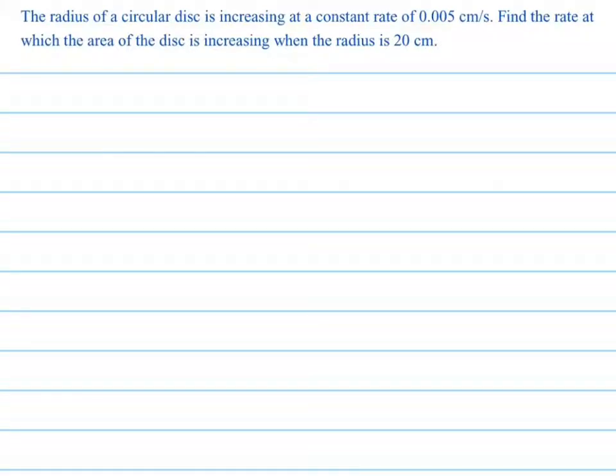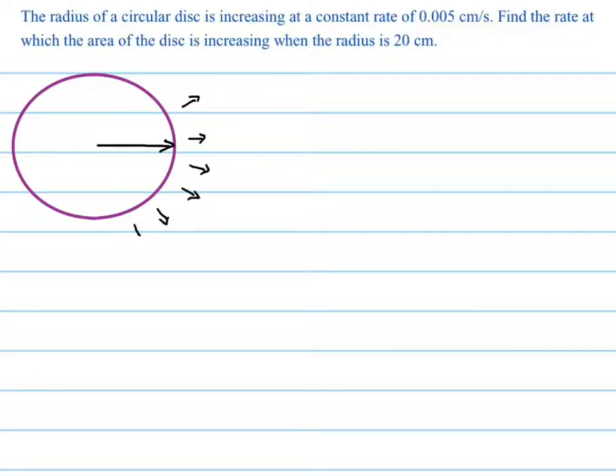Right, another one. What's this got to say? Well, we've got a radius of a circular disc which is increasing at the constant rate of 0.005 centimetres per second. Find the rate at which the area of the disc is increasing when the radius is 20 centimetres. All right, now look, let's just draw this thing up so we can see what we're talking about. That looks like, what a great diagram. Very good. So it's expanding. The circle's expanding, is it? Right. Then the radius is expanding.